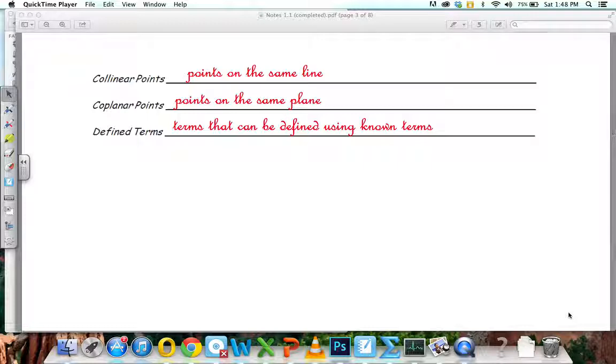All right, we already talked about what non-collinear was, so now we're going to talk about collinear. Collinear obviously is points on the same line. Coplanar, therefore, is points on the same plane. And defined terms are terms that can be defined using known terms.